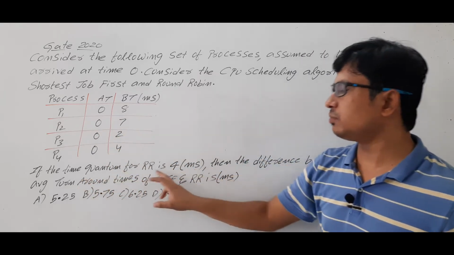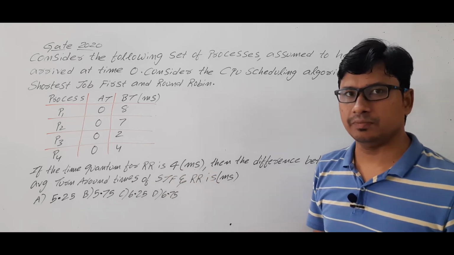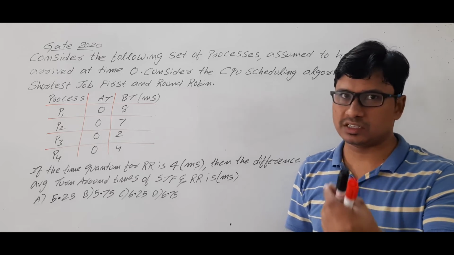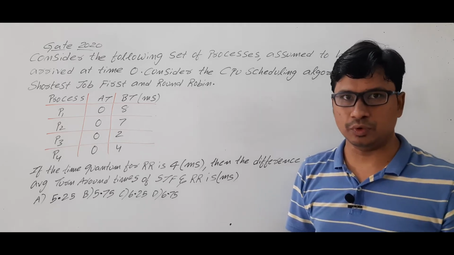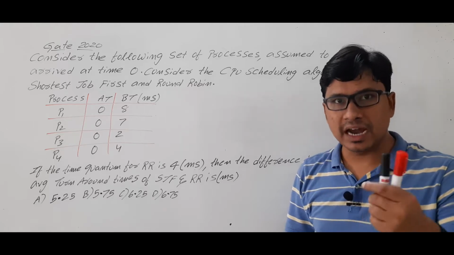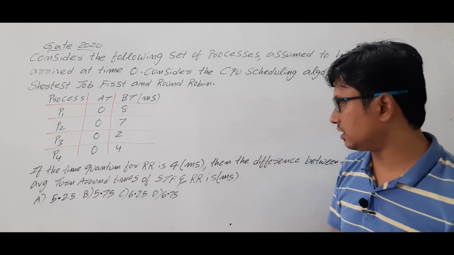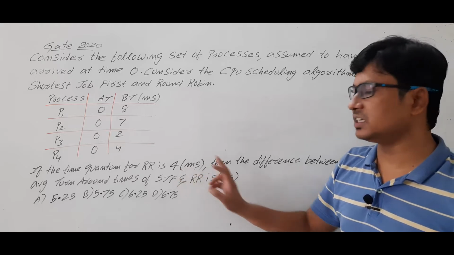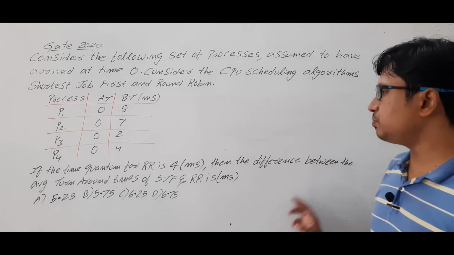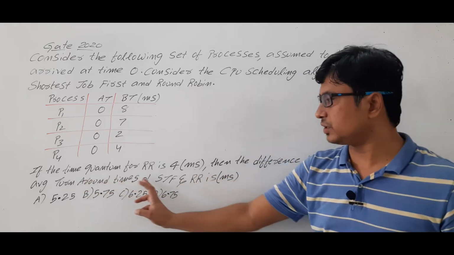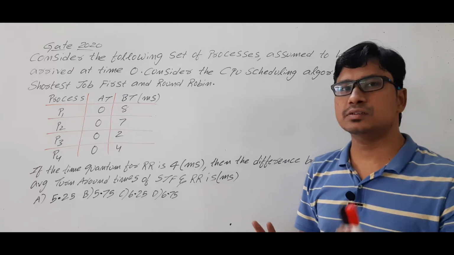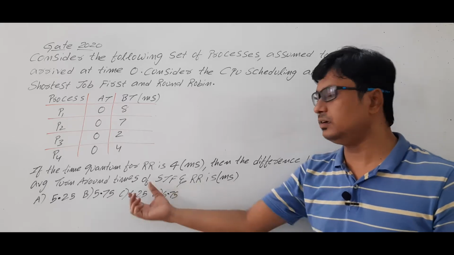For any scheduling algorithm, we will have two parameters. One is the criteria and another one is the mode. For a round robin scheduling algorithm, the criteria is time quantum and the mode is preemptive. The time quantum they have mentioned as 4 milliseconds. Then what they are asking is the difference between the average turnaround time of shortest job first and round robin, in milliseconds.